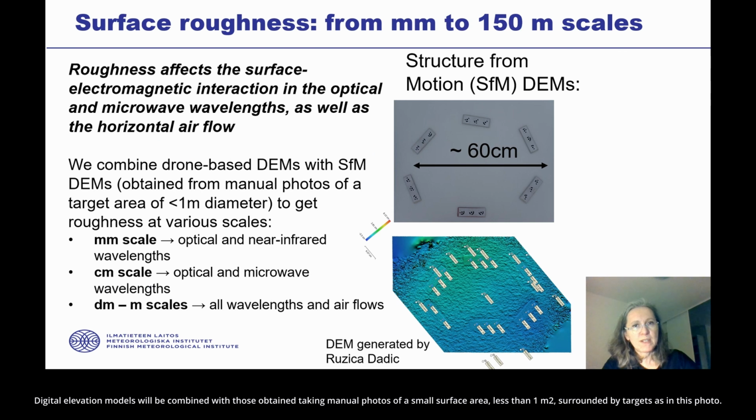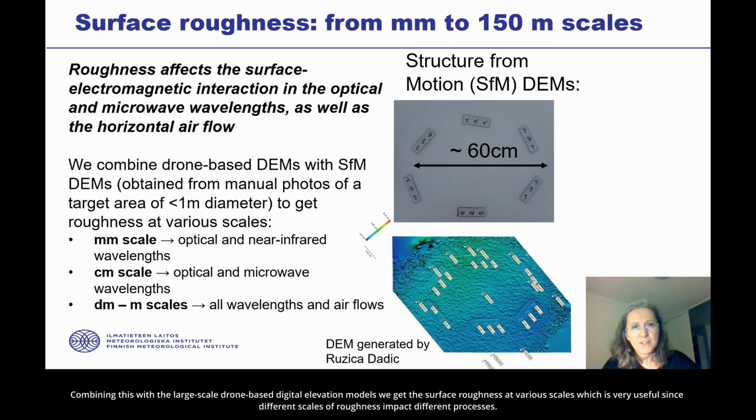Digital elevation models will be combined with those obtained by taking manual photos of a small surface area, less than 1 square meter, surrounded by targets, as in this photo. Applying the structure from motion image processing technique, we can get this small-scale digital elevation model, which has sub-millimeter resolution. Combining this with the large-scale drone-based digital elevation models, we get the surface roughness at various scales, which is very useful because different scales of roughness impact different processes.